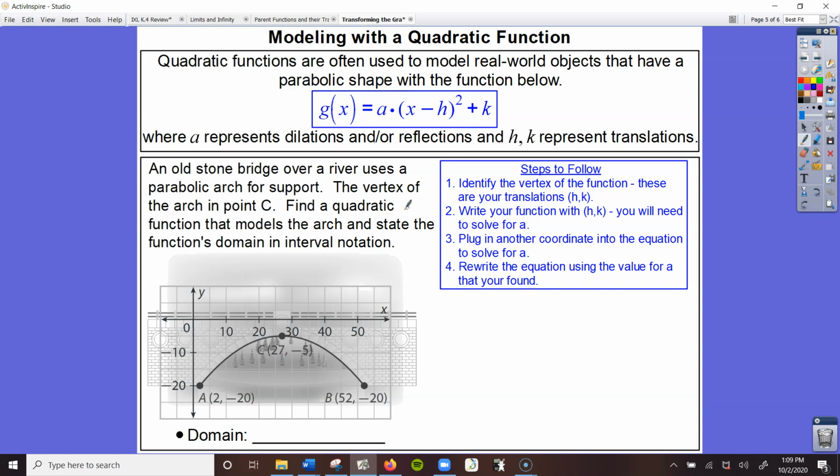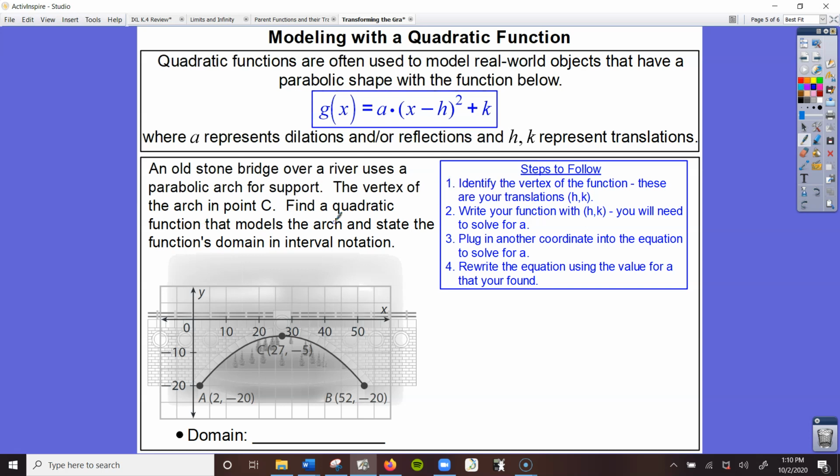Now, when you're working out these problems, I did include some steps for you, just in case you're unsure of how to approach it. You can always refer back to this slide and follow your steps. So the first step is to identify the vertex of the function. The vertex reveals the translations, how it moved, and that's because the vertex of your parent function is at 0, 0, so if your vertex is located somewhere else, that's how it moved left, right, and up and down.